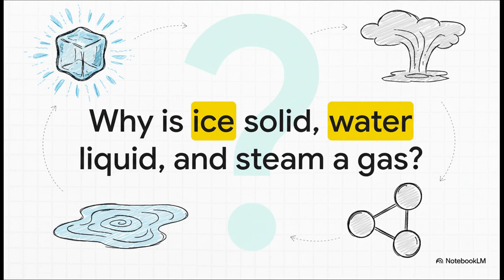Think about it. Ice, water, and steam. They're all the same thing, right? Just H2O. So how on earth can one single substance be a solid rock, a flowing liquid, and an invisible gas? It feels like magic, but it's pure science, and we're about to uncover the secret.